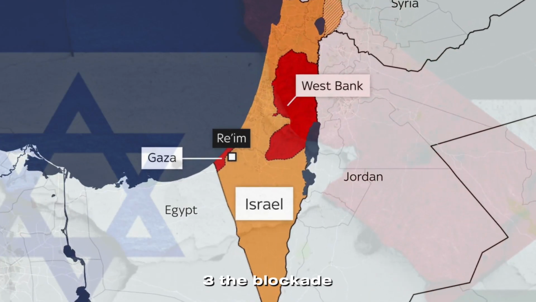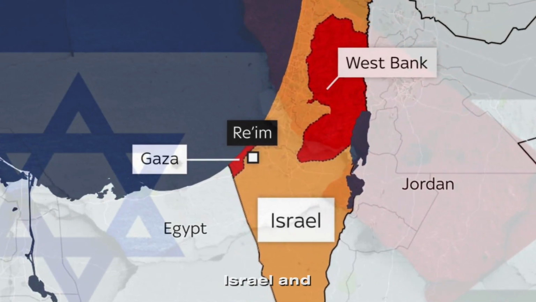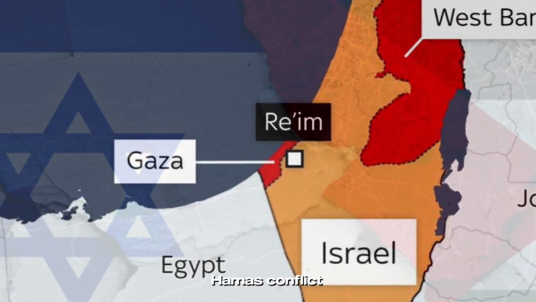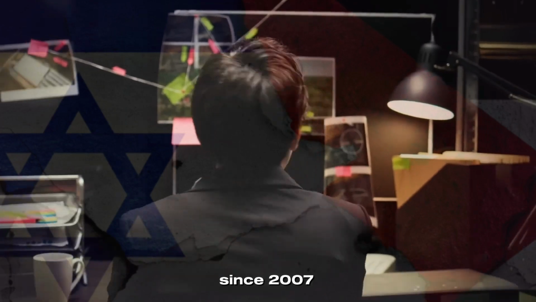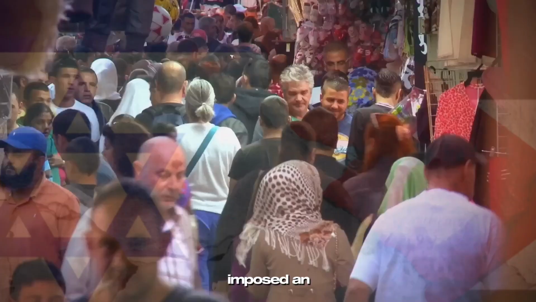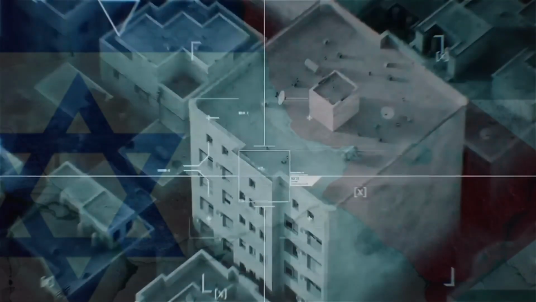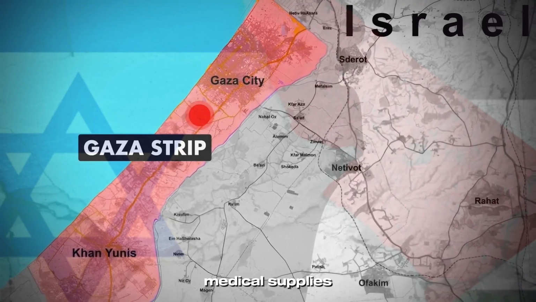3. The blockade of Gaza by Israel and Egypt has been a major root cause of the Israel-Hamas conflict. Since 2007, Israel has imposed an air, land, and sea blockade on the Gaza Strip, saying the move was necessary to prevent Hamas attacks on the country. The blockade has had a devastating impact on the people of Gaza, who are unable to access basic necessities such as food, water, and medical supplies.